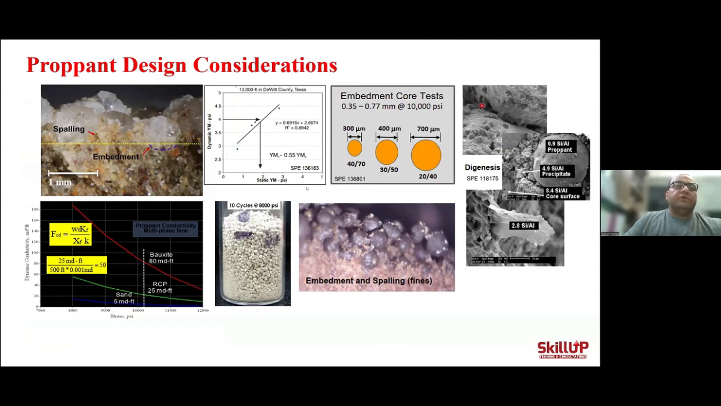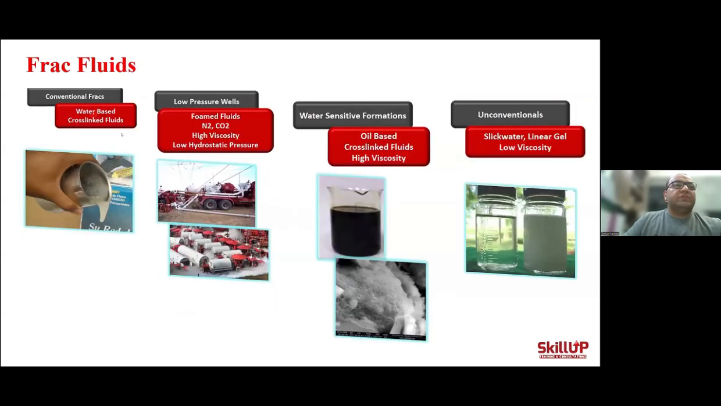Frac fluids. We have many frac fluids. Really, we have more than 20 frac fluids, but these are the main ones. Conventional frac is water-based, cross-linked fluids, and we have here foam fluids, nitrogen or carbon dioxide, and we use them mainly in low pressure wells. And we have oil-based frac fluids. We use them with the water-sensitive formations, and we have slick water and linear gel. These are low viscosity frac fluids. We usually use them mainly with the unconventional reservoirs.